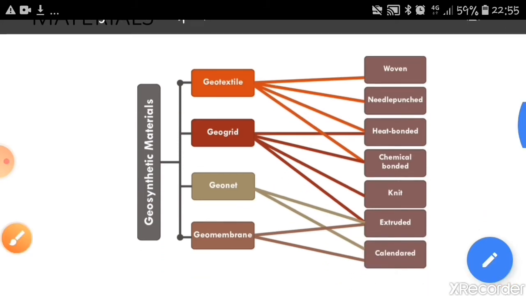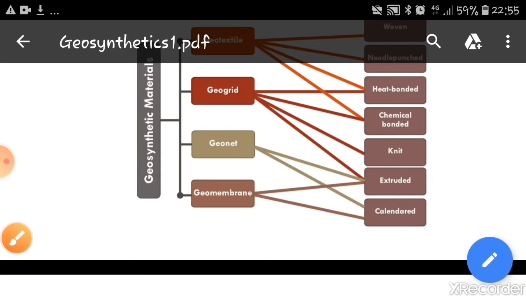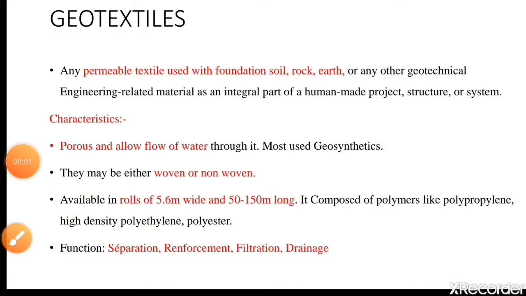Geonets are manufactured either by extrusion or by calendering. And finally geomembranes are also manufactured either by extrusion or calendering. So these are the various techniques by which geosynthetics are manufactured. What is woven, what is knitted, what is chemically bonded, heat bonded, that we will discuss in the subsequent slides. So now let us discuss all these different types in detail: what they are, how they are manufactured, and what their applications are in civil engineering structures.